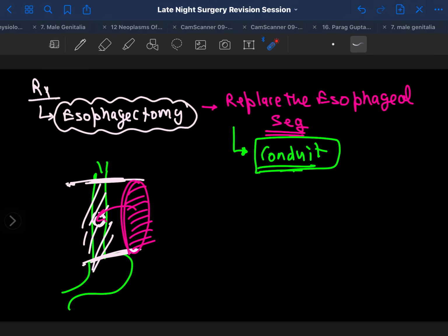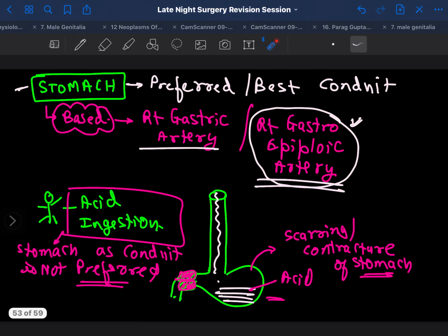Then I told you that obviously you'll have to go in for an esophagectomy, and after that you have to replace whatever segment you have removed, right? Whatever you use to replace it is called a conduit. One of the most important conduits is the stomach. That is the most preferred conduit in most scenarios.